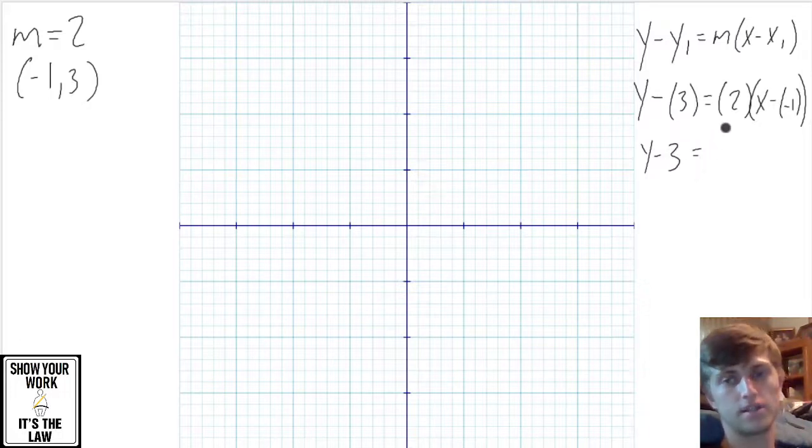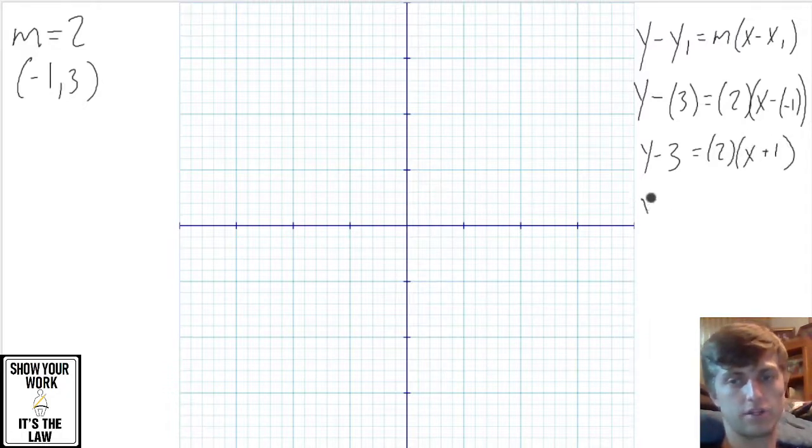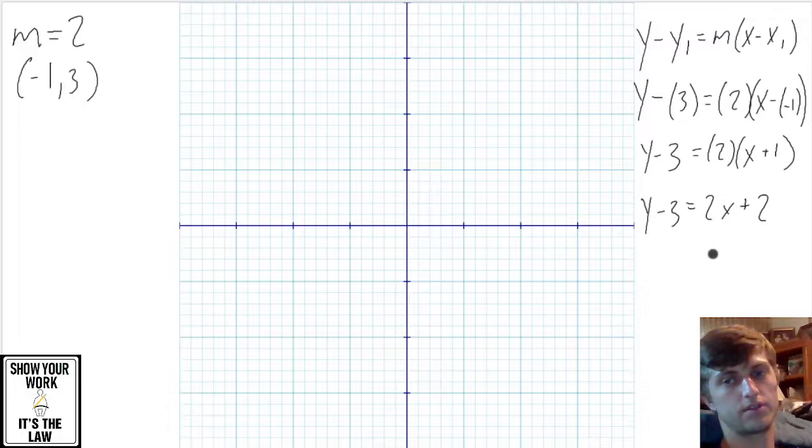On the right, let's simplify the parentheses. Inside the parentheses first, we've got 2 negatives touching. 2 negatives make a positive, so we'll just rewrite everything else: 2 times x plus 1. And now we can distribute that 2. 2 times x is 2x, and 2 times 1 is 2. And now to get y by itself, we just add 3 to both sides. And now we get y equals 2x plus 5.